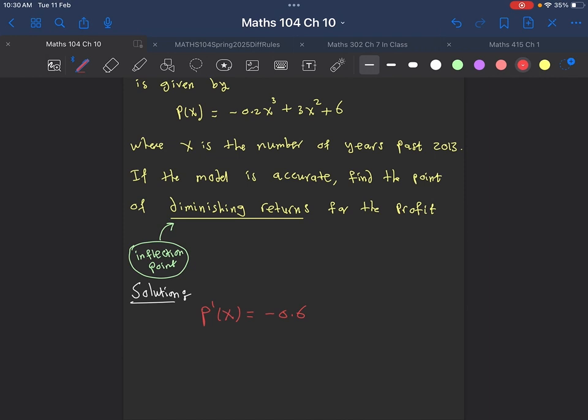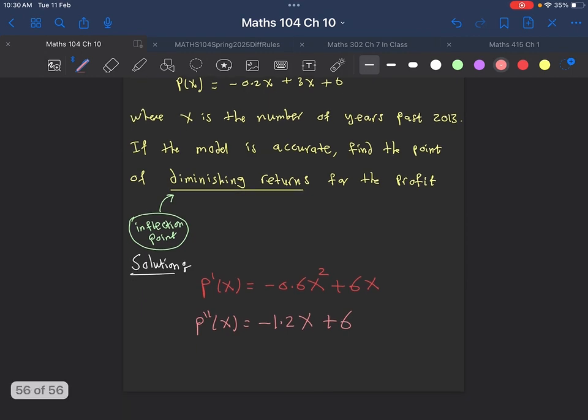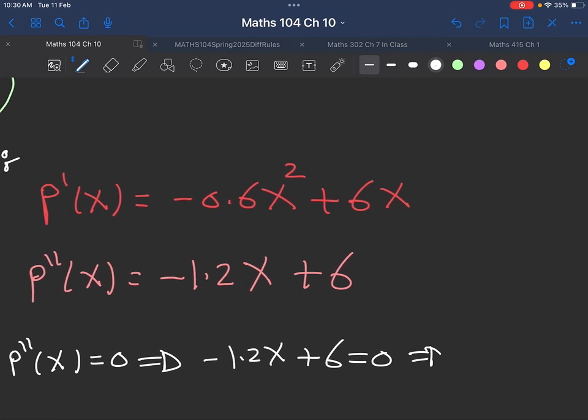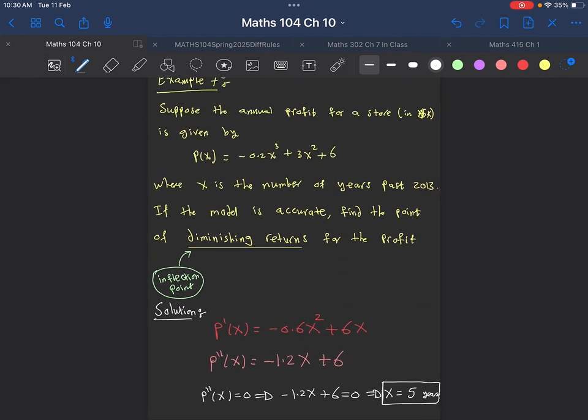So the first derivative is given by negative 0.6x squared plus 6x. The second derivative, which is the most important in this application, will be negative 1.2x plus 6. Next, we write the second derivative equal to 0, which means negative 1.2x plus 6 equals 0. And that means x is equal to 6 divided by 1.2, which means x is equal to 5. Of course, this should be years here.